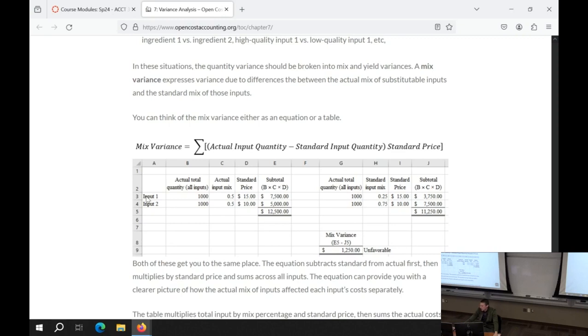So the idea here is over on this side, we have our actual mix, and we're going to subtract away from that over here our standard mix. And there are a lot more columns than just the mix. But notice that actual total quantity, all inputs, is the same, held constant on both sides. This is the one thing that changes. Actual input mix is here. Standard input mix is here. Standard price is also held constant on both sides. And so, again, the only thing we're changing is this column right here.